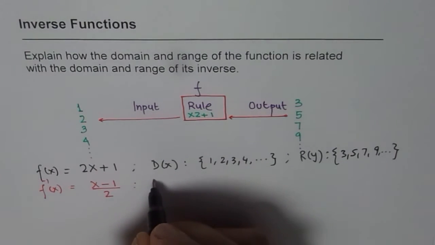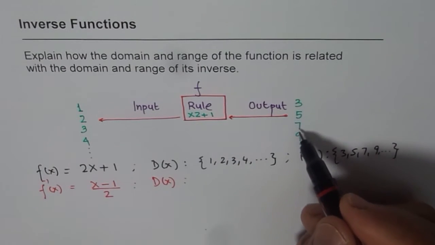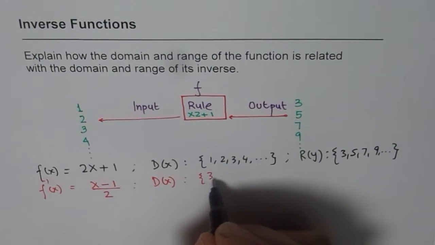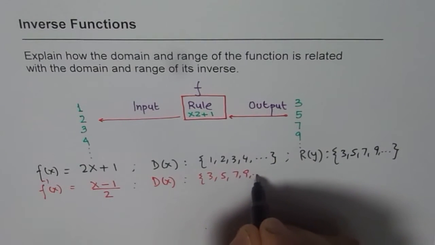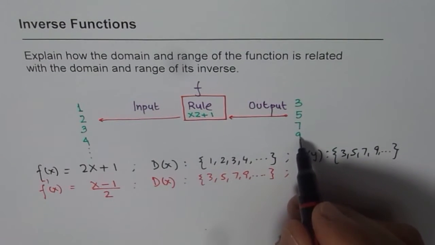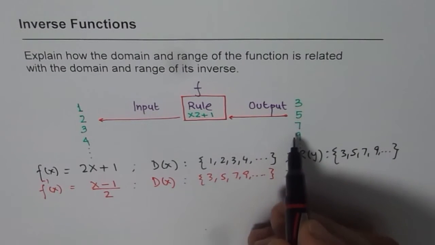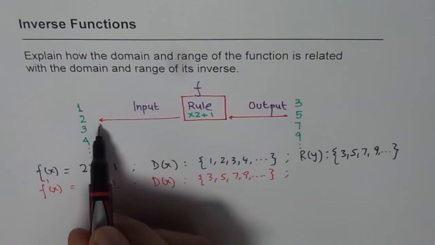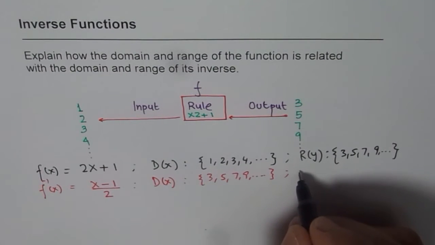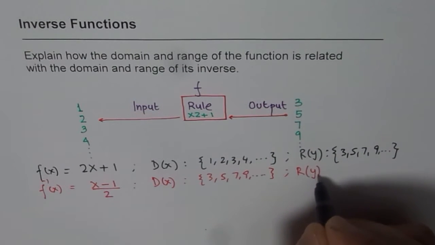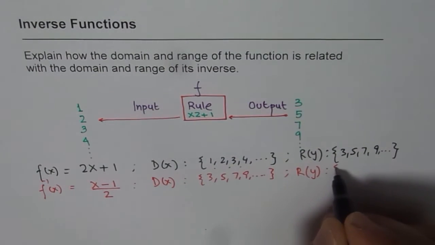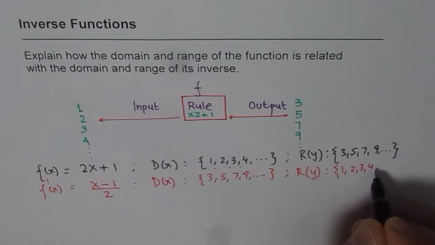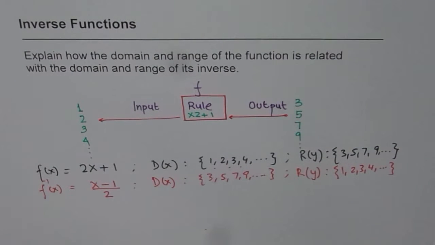Now what is the domain for this inverse? Domain for this inverse will be set of all these numbers, which are 3, 5, 7, 9, and so on. How about the range? Range is the outputs which these numbers are going to give. And that output should be exactly same as previous inputs, right? So here the range is this set of numbers, which is 1, 2, 3, 4, and so on. Do you see that? So what can you conclude from here?